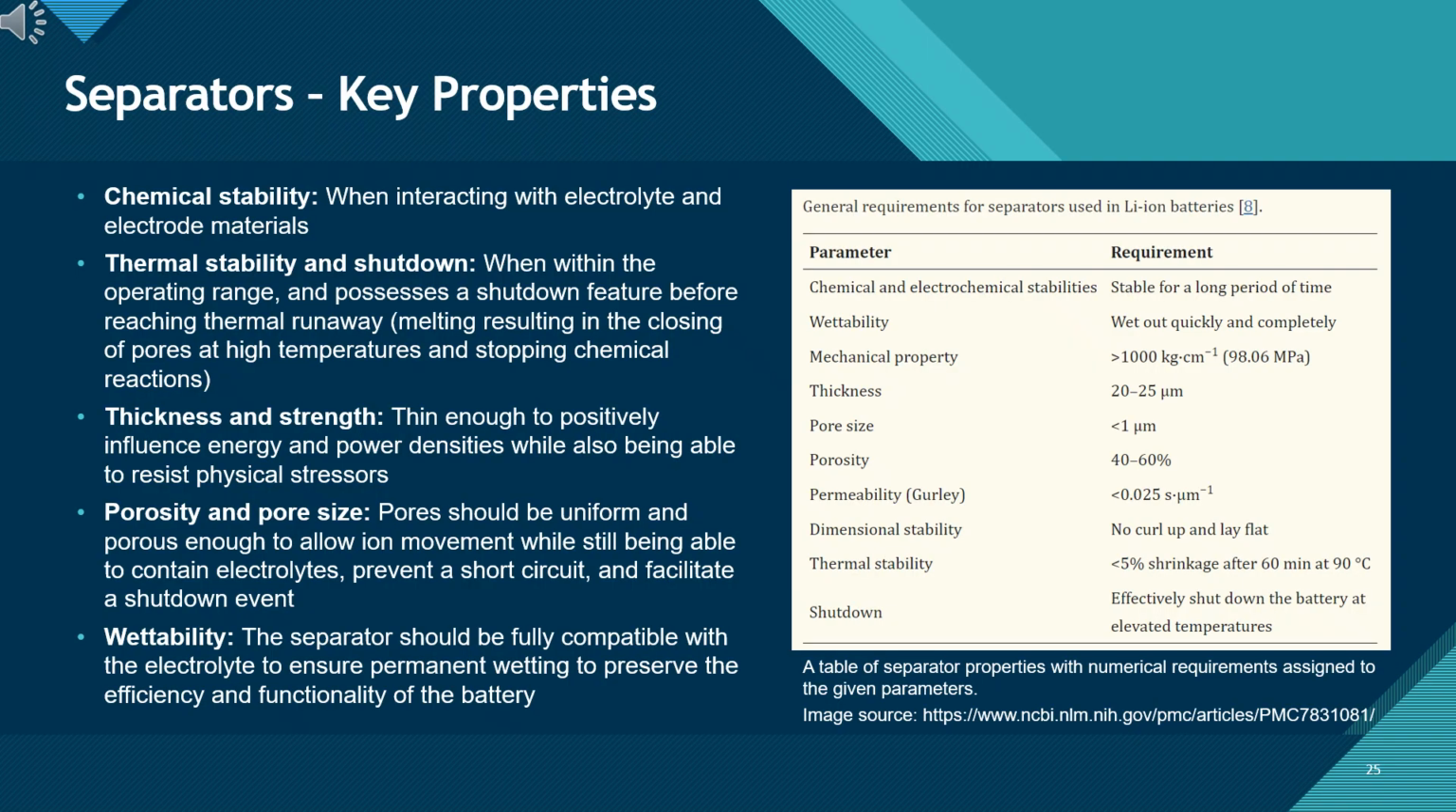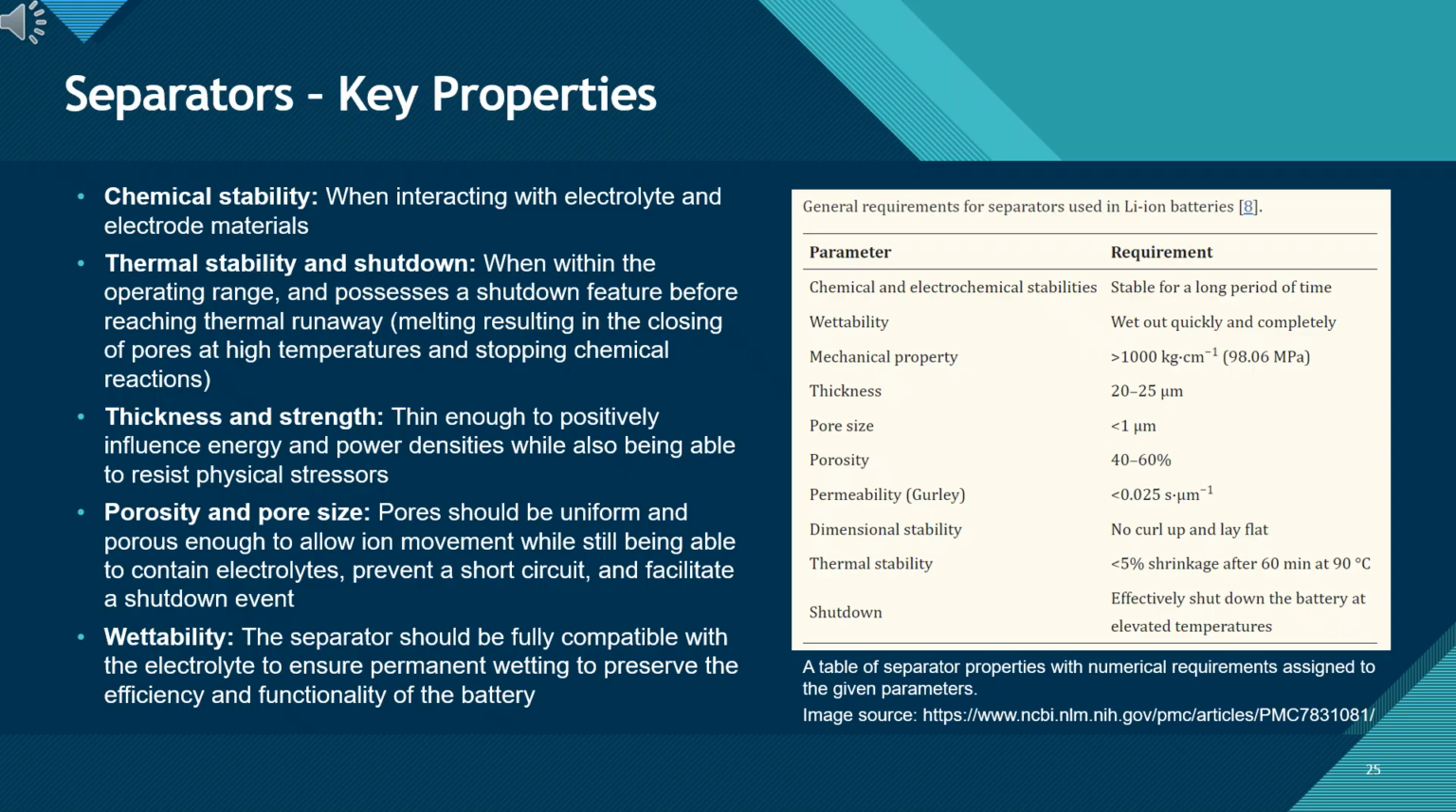Key properties of separators. Now we move to the specific key properties that define a quality separator. On the left, you see a list of characteristics, such as chemical stability and wettability. Think about the environment inside a battery. It is chemically harsh. The separator sits soaked in electrolyte for years. If it isn't chemically stable, it will degrade, and the battery will fail. I want to re-emphasize thermal stability and shutdown. As we mentioned in the previous slide, this is a critical safety mechanism.